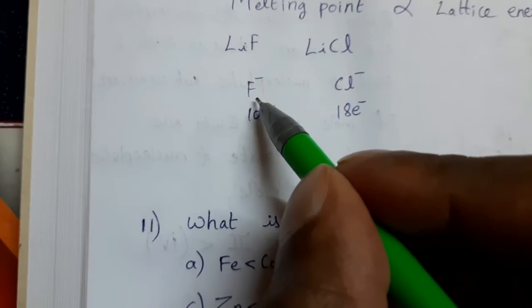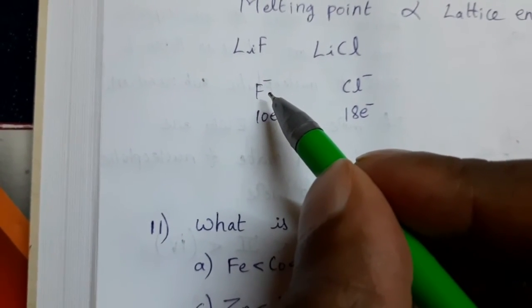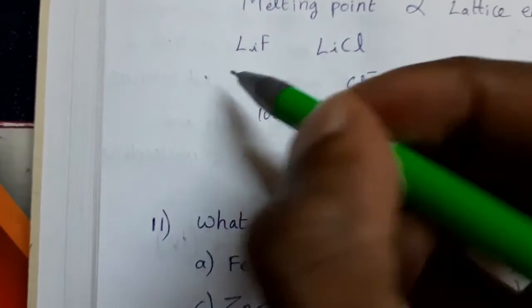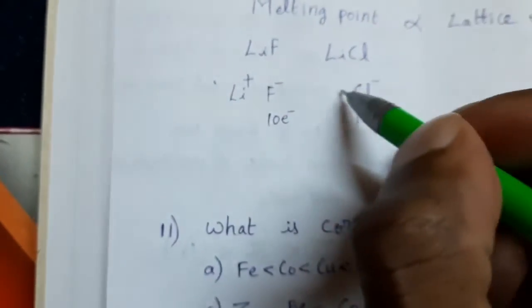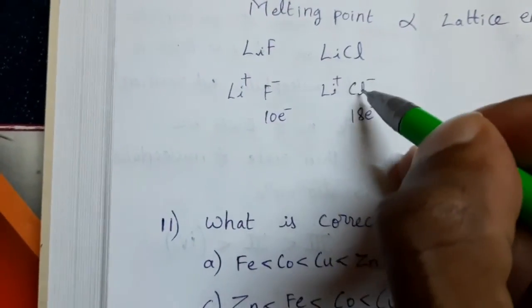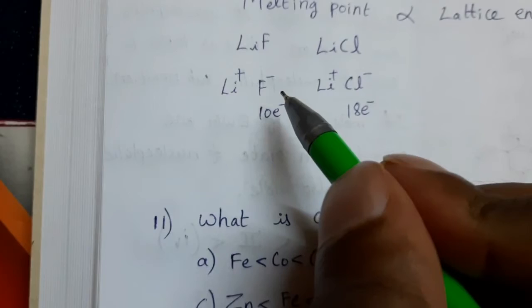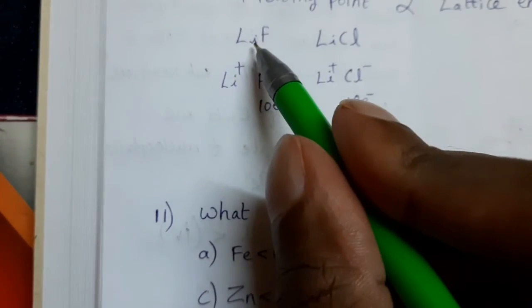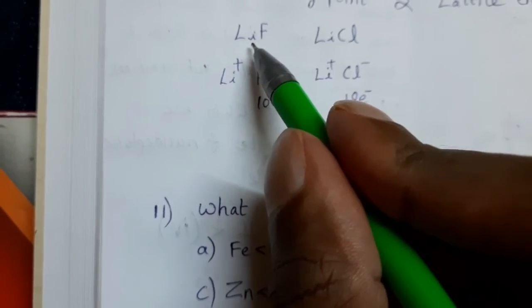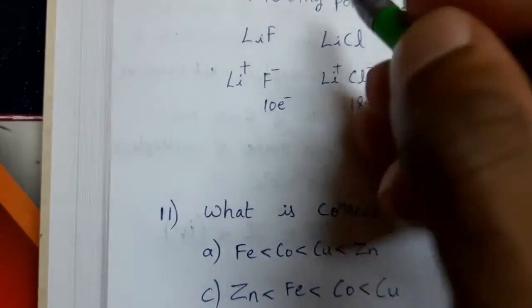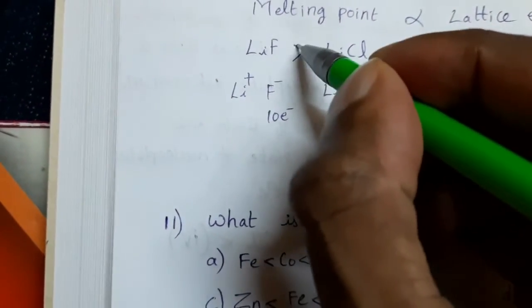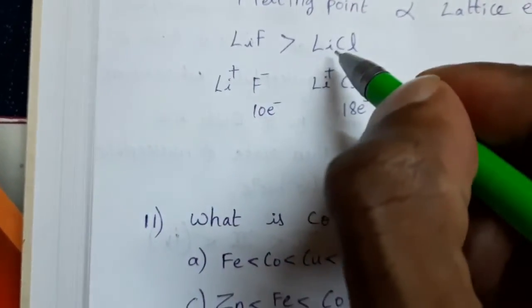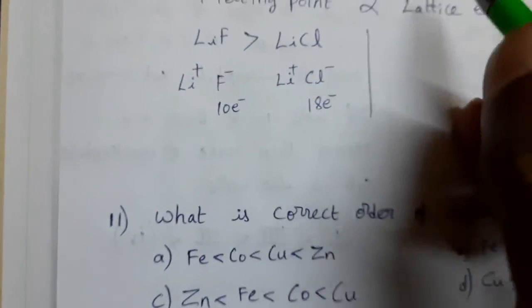So the small size means F minus has very strong attraction on Li plus ion compared to Cl minus. So due to the small ionic size of F minus, strong attractive forces are present in this compound than in LiCl. So melting point is also more for LiF than LiCl. What is the next one?